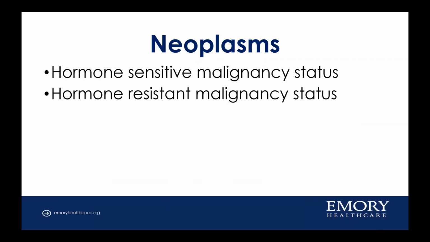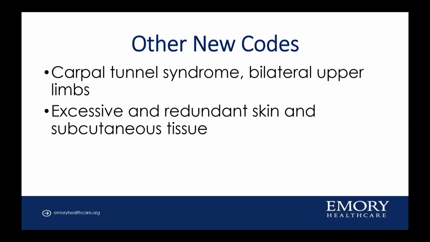We have two new codes for neoplasms: hormone-sensitive malignancy status and hormone-resistant malignancy status. Other new codes include carpal tunnel syndrome, bilateral upper limbs. We had right and left, and if it was bilateral, previously you had to use both codes. So now there's one code to say bilateral. We have excessive and redundant skin and subcutaneous tissue. This will be a good diagnosis for our paniculectomies.